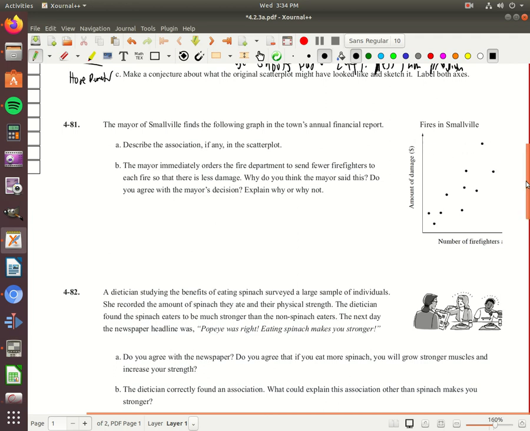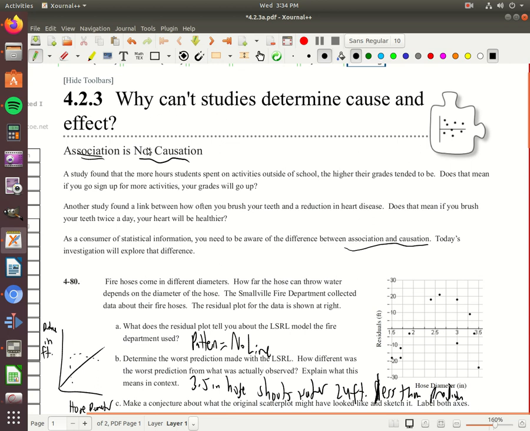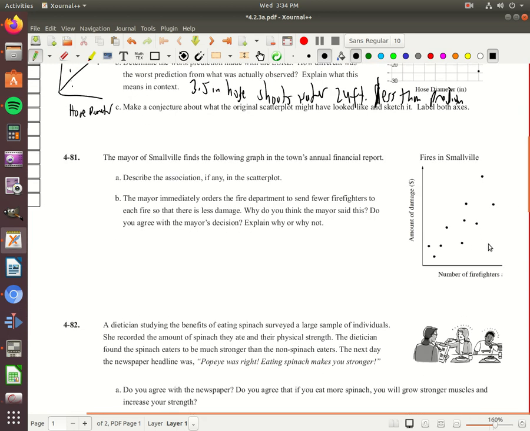So again, the concept that association is not causation. Just because there's a lot of firefighters associated with a lot of damage, that doesn't mean that the firefighters are causing the damage. Now, that also doesn't mean that they're not.